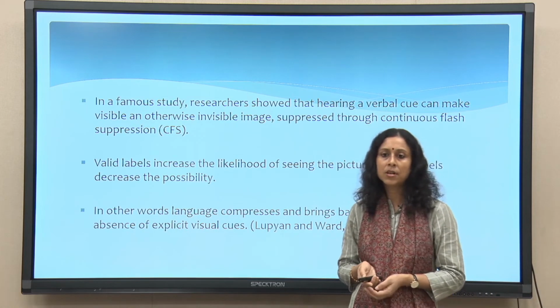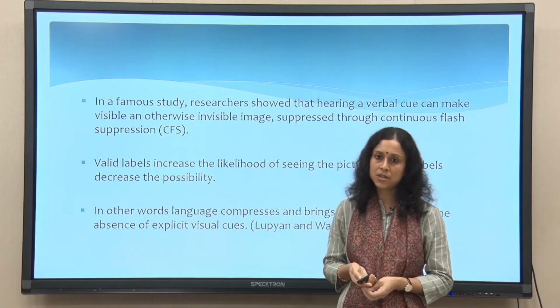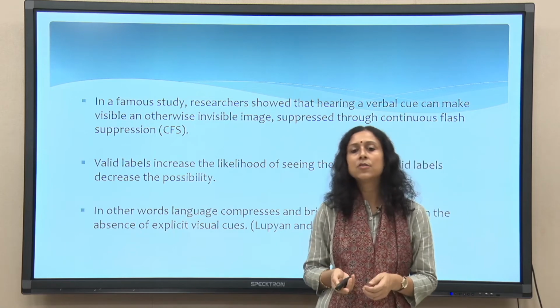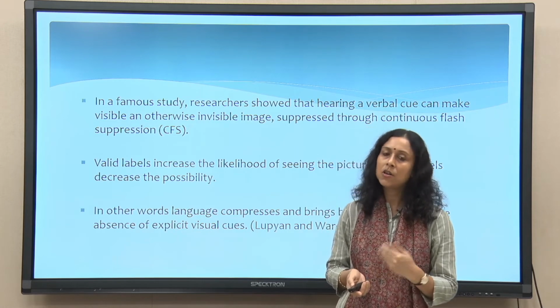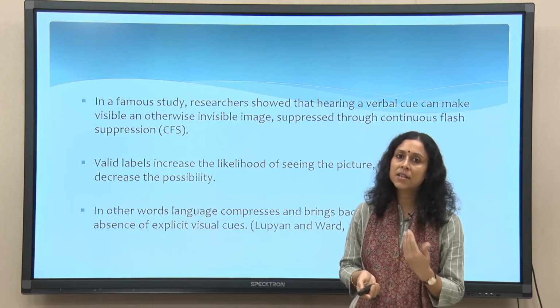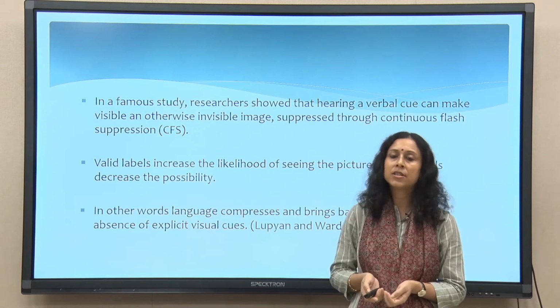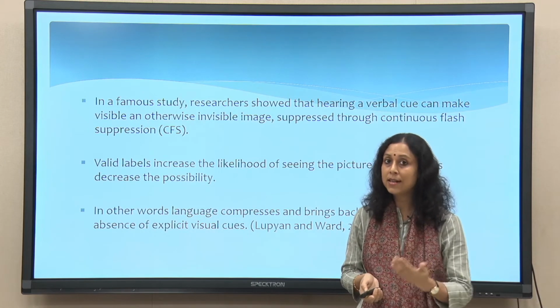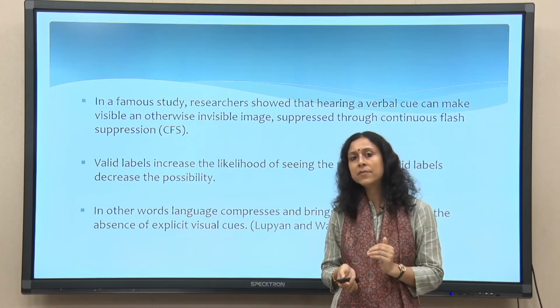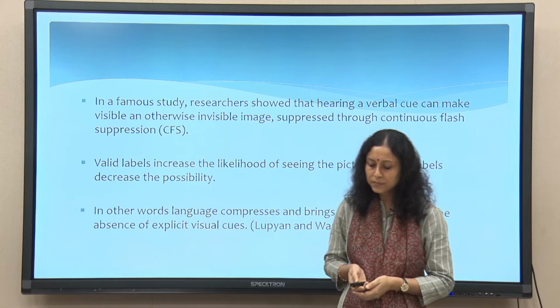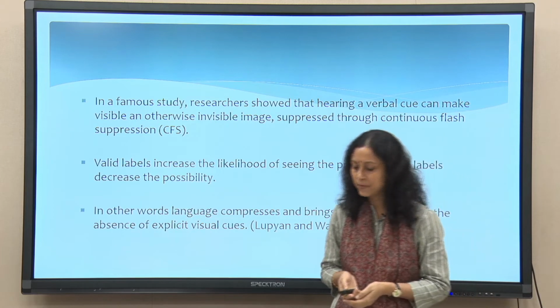This study used what is called continuous flash suppression. It's a technique to make an image sort of invisible. It creates a disturbance on the picture, which is why you cannot readily identify the object. So it is degraded in the vision in terms of clarity. CFS is a technique of doing that.